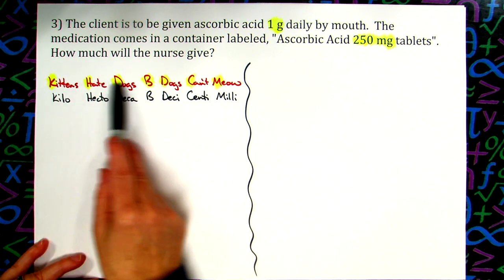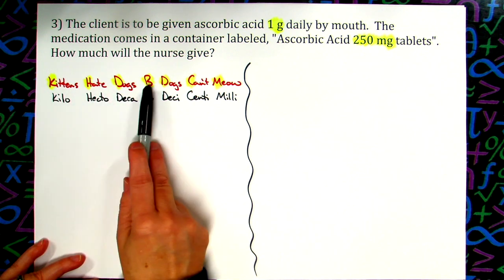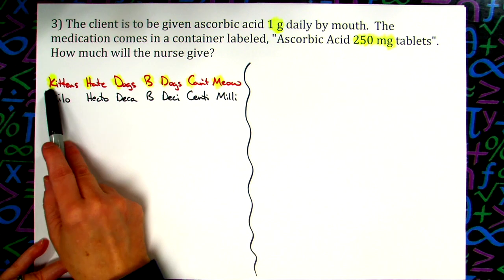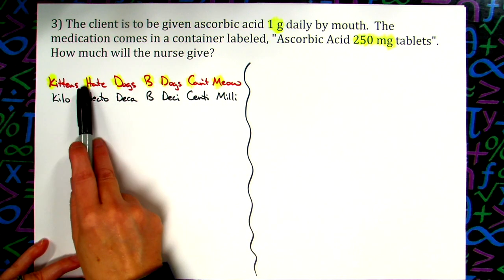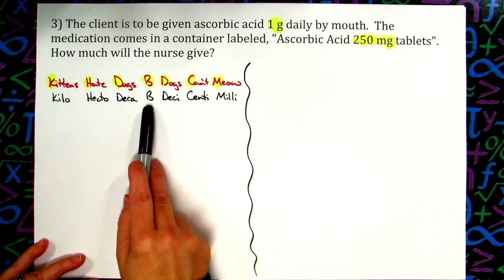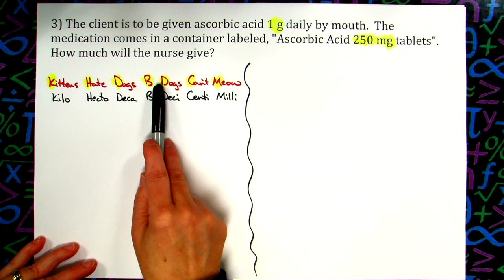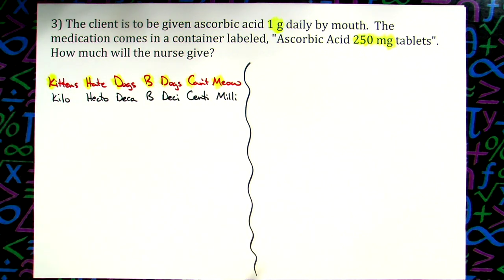All right, but above here I've got the mnemonic that's going to help you remember that. Kittens hate dogs because dogs can't meow. So saying that and then taking a look at those first letters there, we've got kilo, hecto, deca, our base unit, which would be our grams, and our liters and our meters, deci, centi, and milli. So just a quick way there to look at those metric prefixes written from largest to smallest.